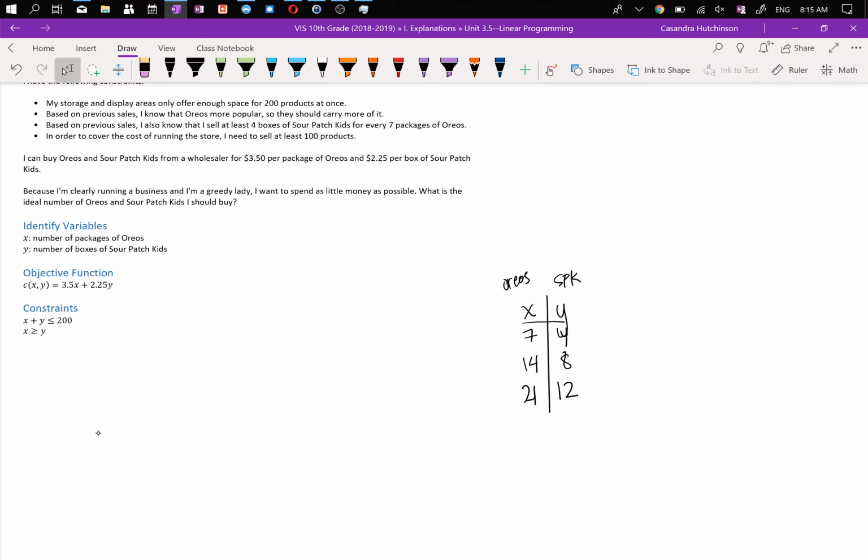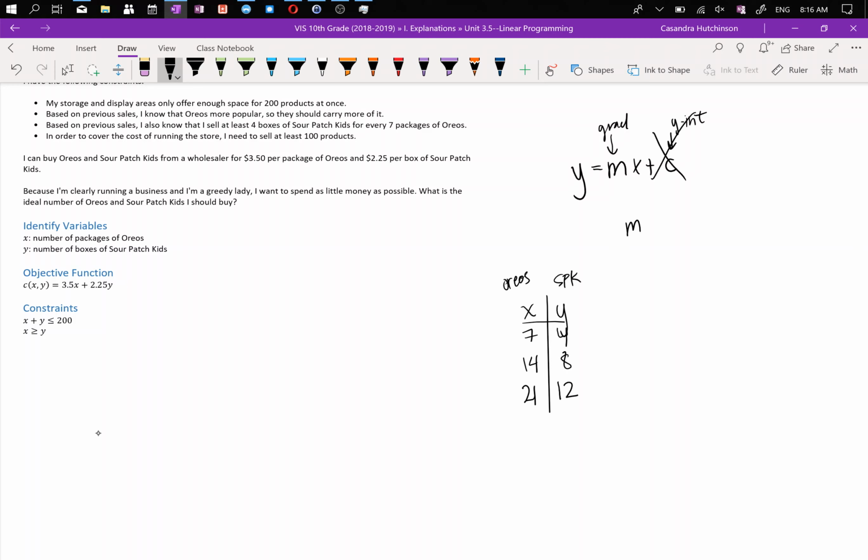So I need to look for a relationship here. But this is linear programming. Clearly it's going to make a line. So I know a line is y equals mx plus c, where m is the gradient and c is the y-intercept. This relationship between the two products does not care about the intercept. So for now, I'm going to just look at the gradient. Like that is my relationship.